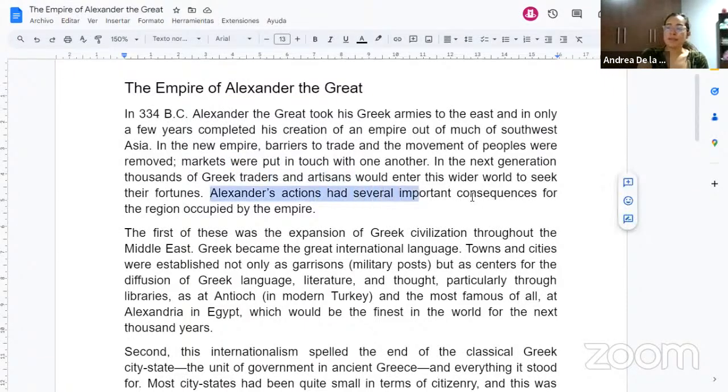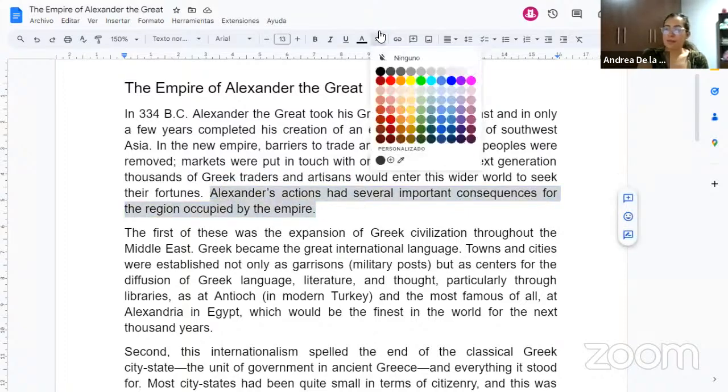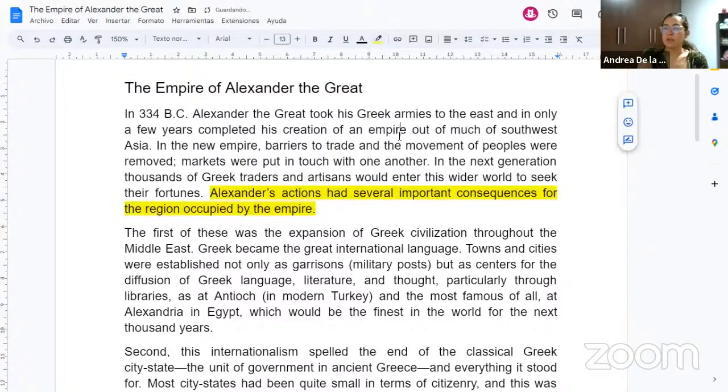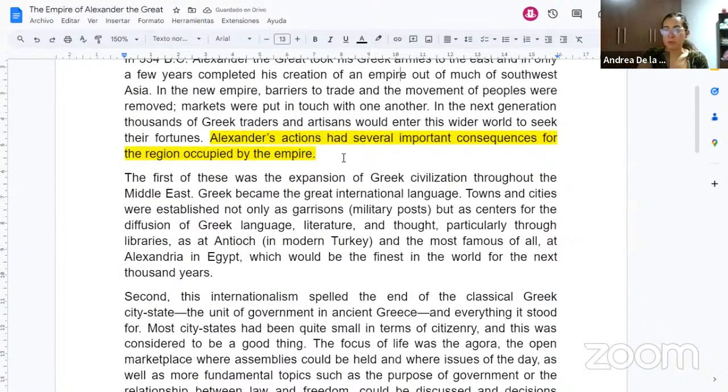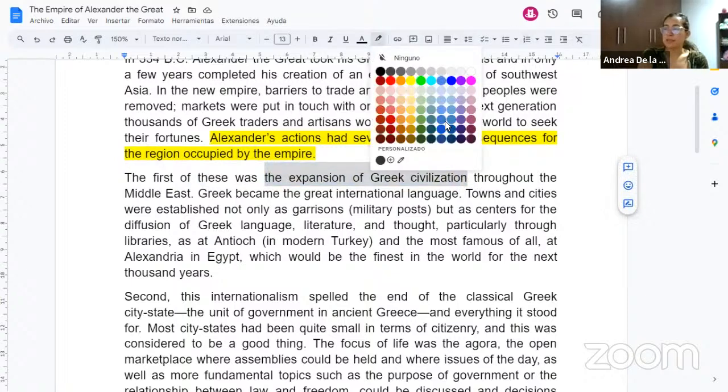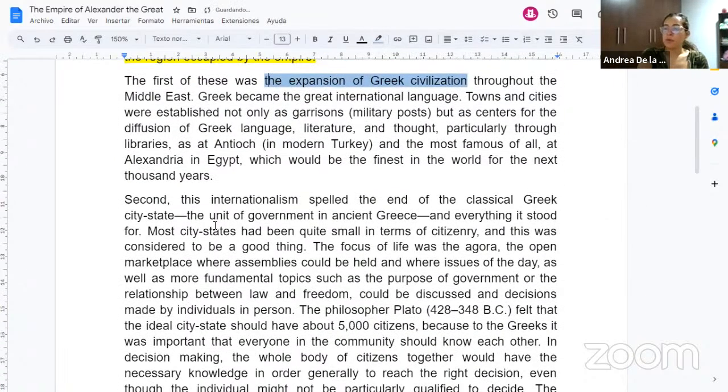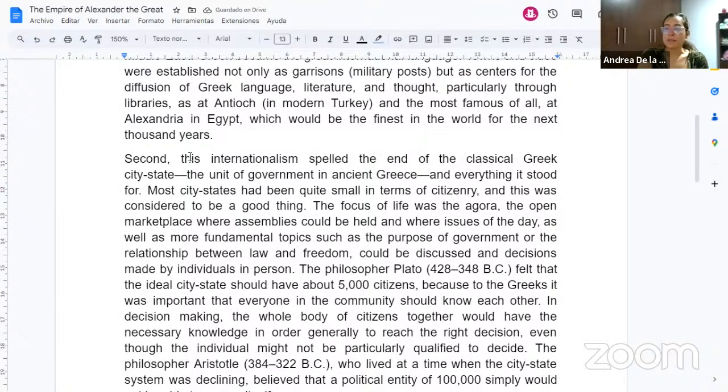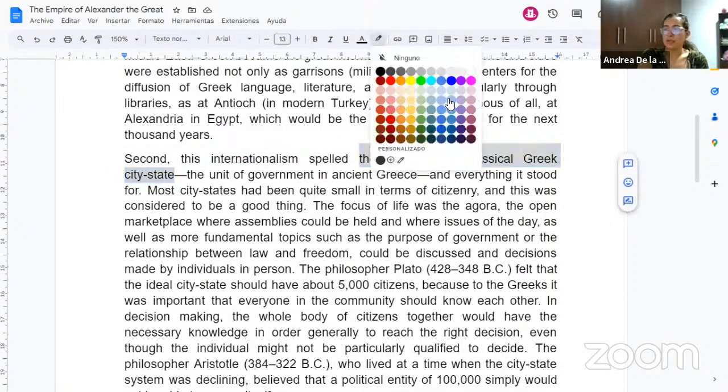Alexander's actions had several important consequences for the region occupied by the empire. This is the main idea, right? It's here. And if you start looking at the other paragraphs, it says the first consequence was the expansion of Greek civilization throughout the Middle East. That's the second paragraph. Then we have second, this internationalism spelled the end of the classical Greek city-state. So the next consequence would be the end of the classical Greek city-state.